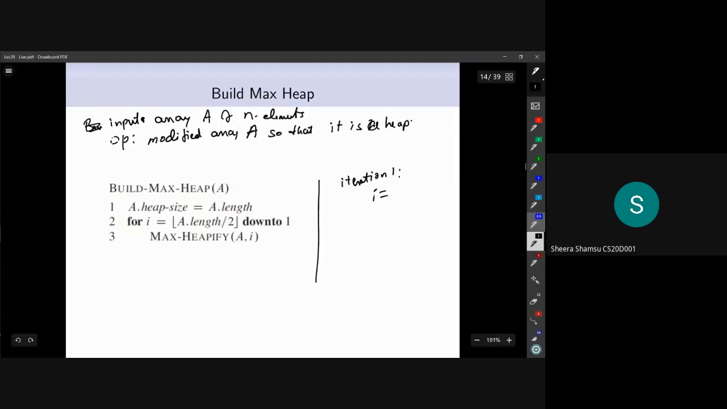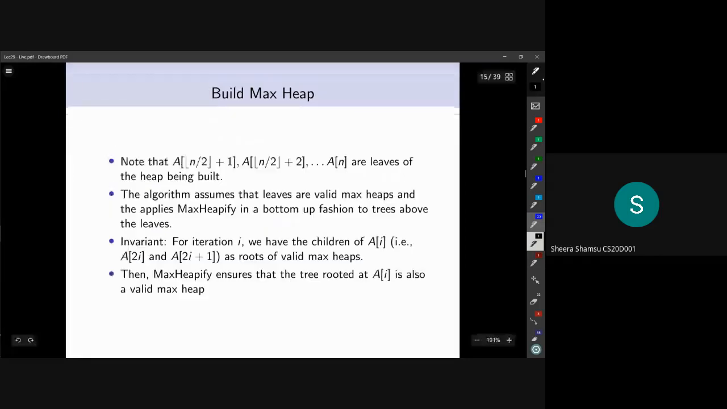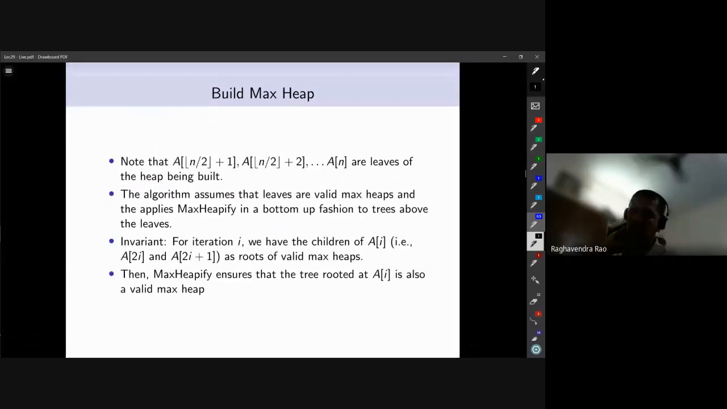I just have a doubt. If you consider that invariant part, is the invariant equivalent to the inductive hypothesis? Yes, you're right. Usually, in any inductive proof of correctness of an algorithm, you maintain an invariant and inductively prove that that invariant is maintained. That's all. Yeah, you're right.